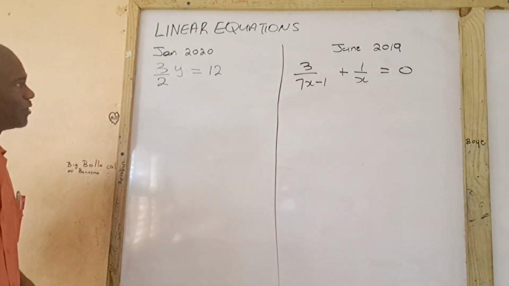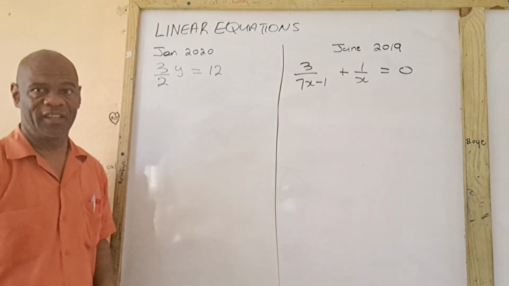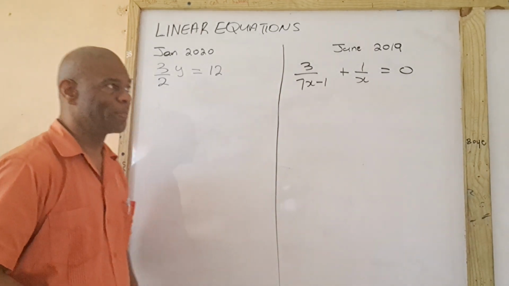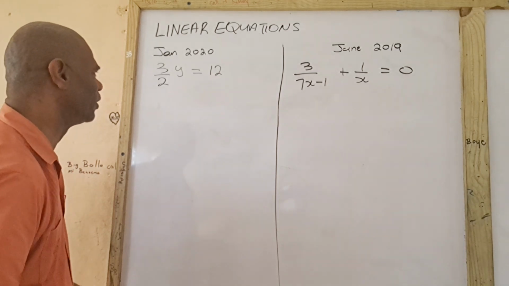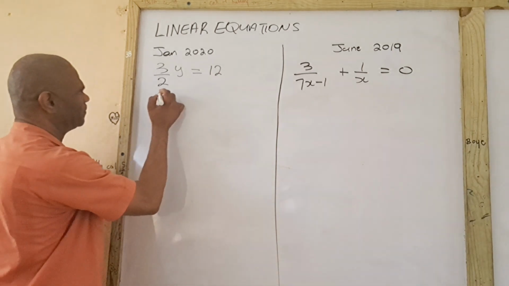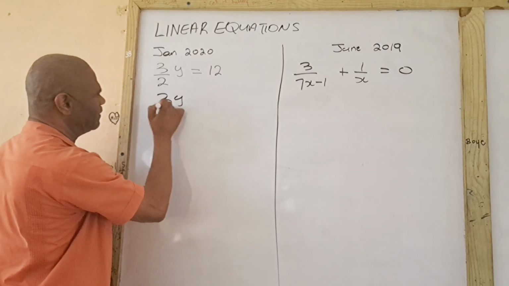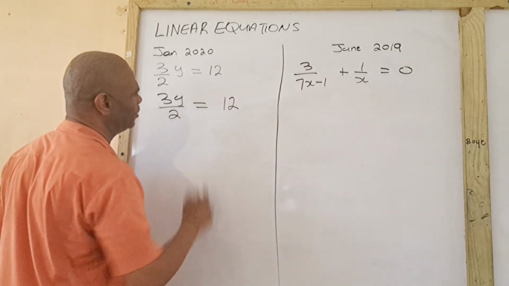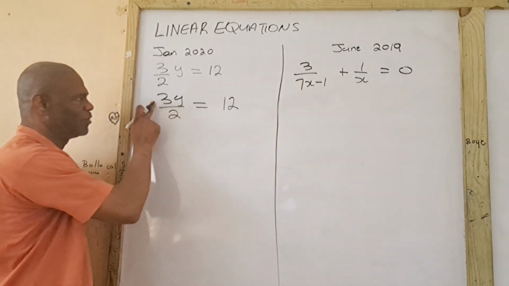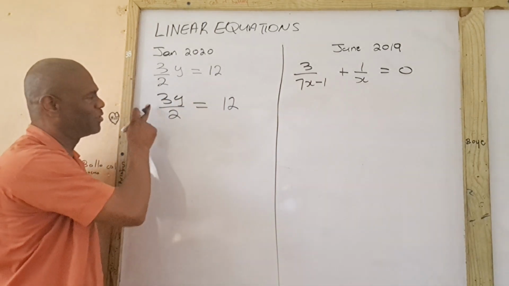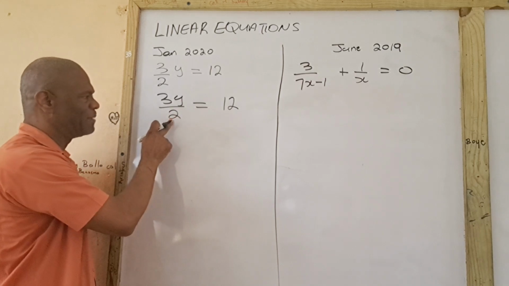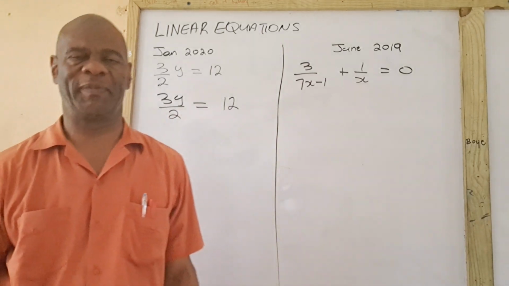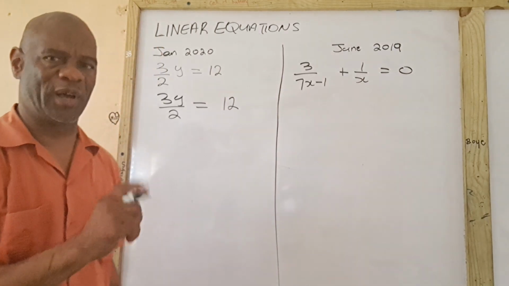So we have 3 over 2y equals 12. Now we can rewrite 3 over 2y as 3y divided by 2, right? All of that is equal to 12. So we have 3 times y, sorry, divided by 2 equals 12. So 3 times a number, divided by 2, gives us 12, right?